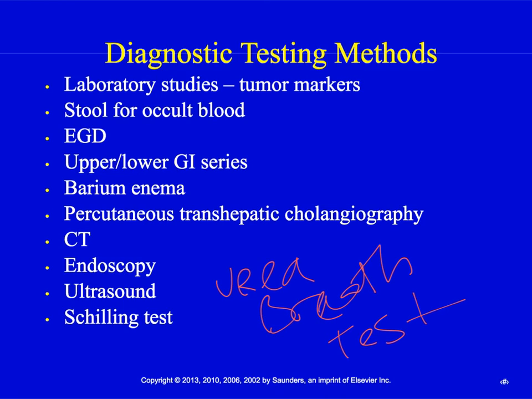The Schilling test is a test to determine whether someone has pernicious anemia. The Schilling test measures urinary excretion of vitamin B12. And that's basically determining whether they have an absorption problem, whether they're not absorbing their B12.